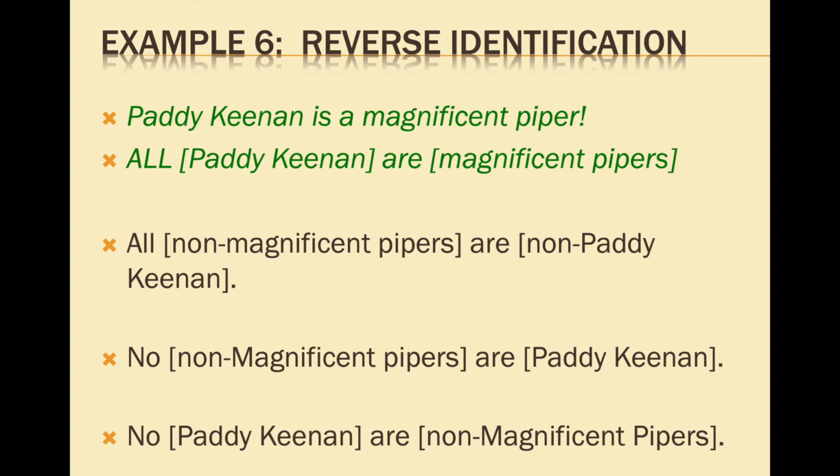conversion, and contraposition. Make sure that you know which types of statements you can use those operations for: obversion for all four types of statements, contraposition with universal affirmatives or particular negatives, and conversion with universal negatives and particular affirmatives.